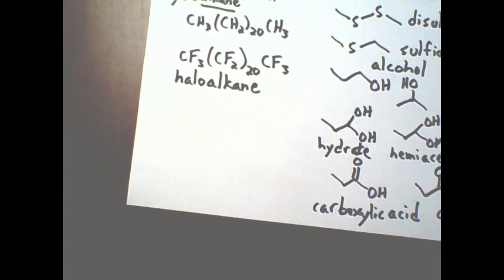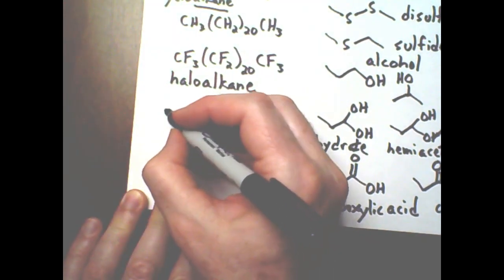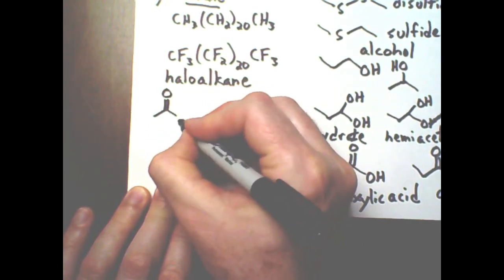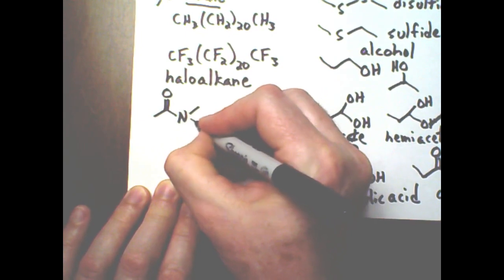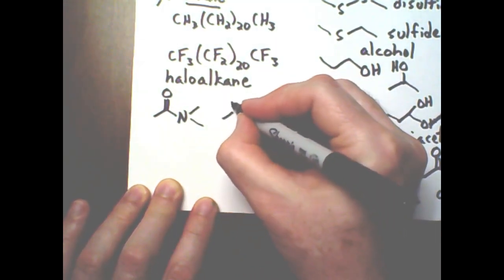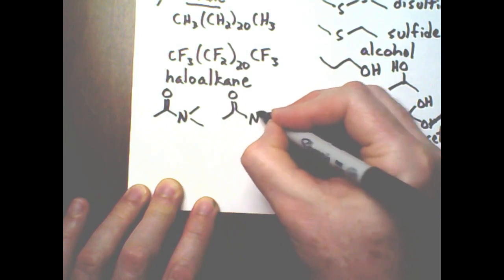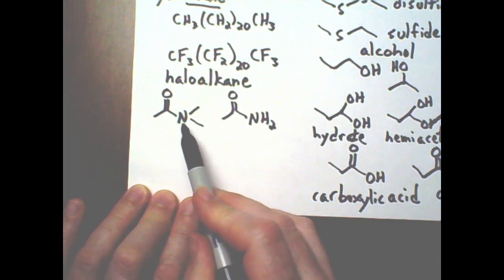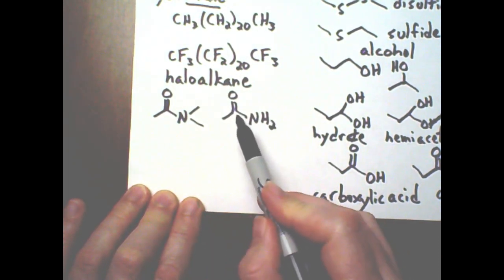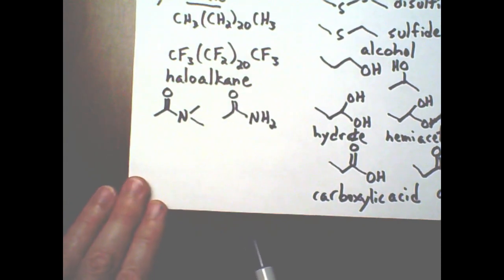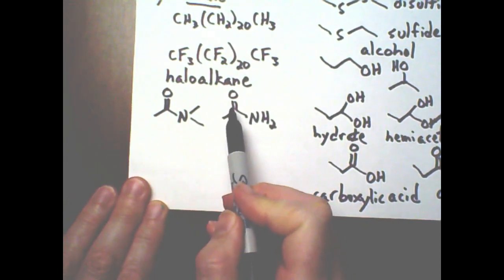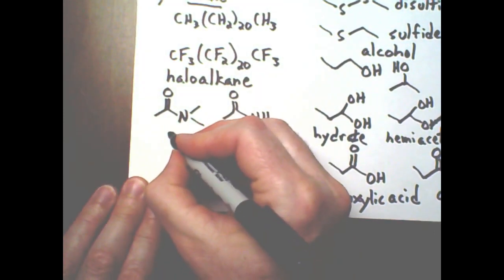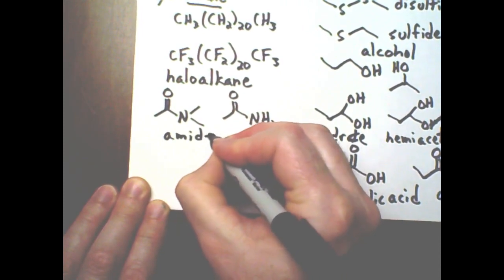Same thing happens if we go with N's. In this case, the N is attached to 3 carbons. In this case, it's attached to 1 carbon and 2 hydrogens. But the key thing is, off this carbon, there's a carbonyl oxygen, a double bonded oxygen. These are both amides.